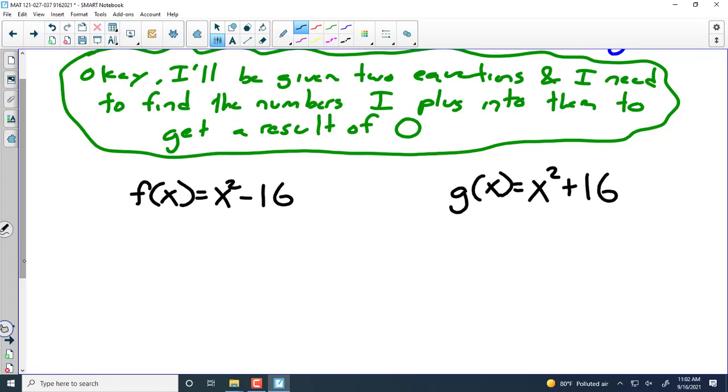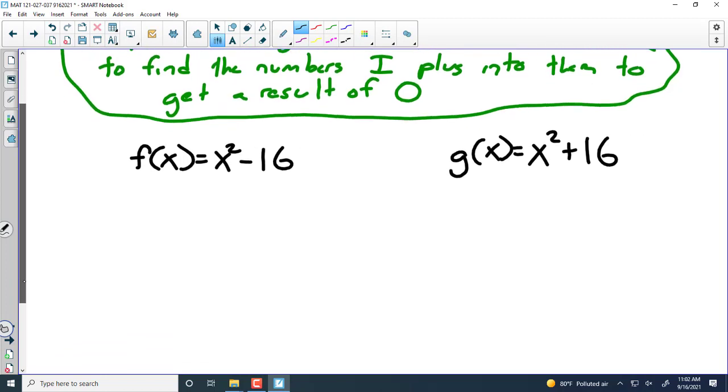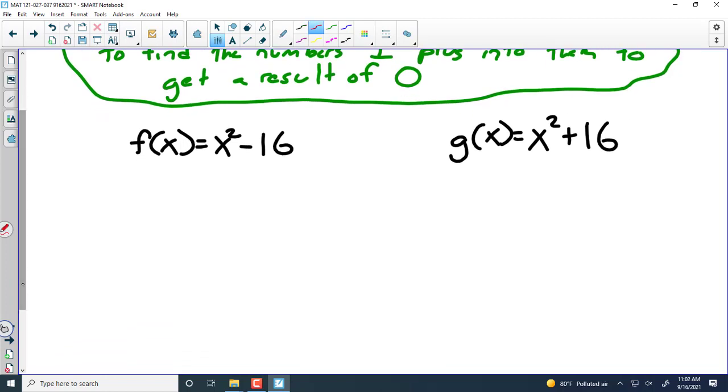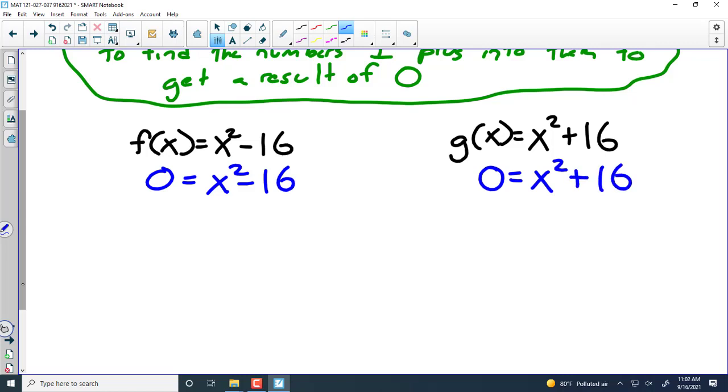Now this is a fairly popular setup when finding zeros. So popular that I'm going to give you a tip about it. You see, when we're told to find the zeros, the first thing you should do is set the equation equal to zero. That's your first step, set the equation equal to zero.